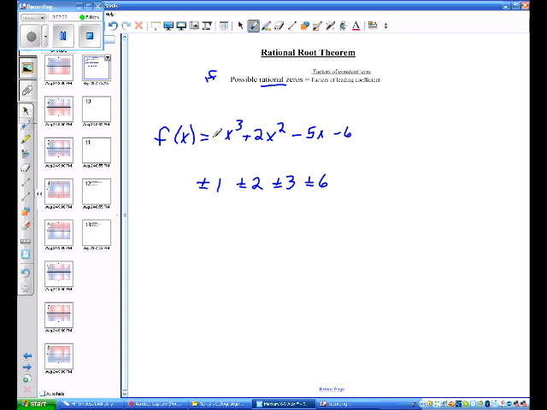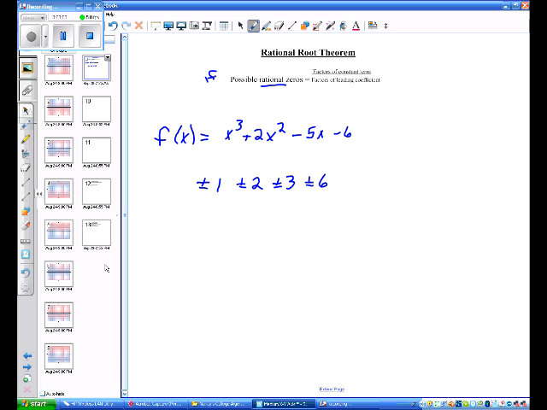Then we go to the factors of our leading coefficient. Well, our leading coefficient is 1, so the only factor of 1 is 1. So we would divide each of these numbers by 1, which will give us plus or minus 1, 2, 3, and 6. So out of all the millions and billions of rational numbers, if this has a rational solution, it will be one of these 8 numbers. And so we've narrowed it down some.